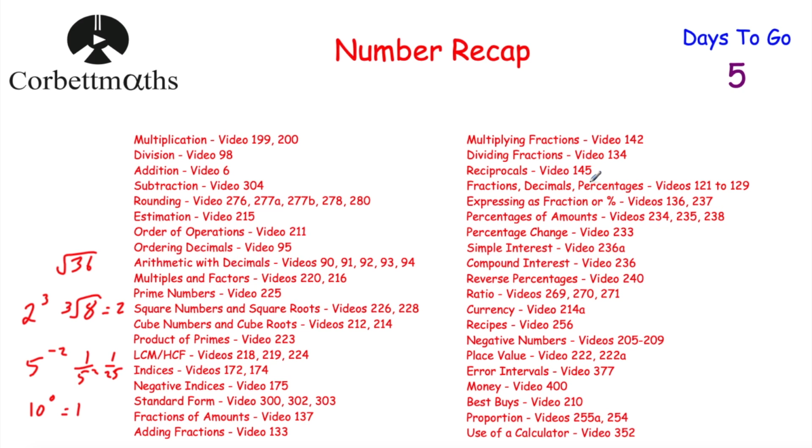To change a decimal into a percentage, just multiply by 100 and then put the percentage sign on the end. To change a decimal into a fraction, if it's got one decimal place, then it'd just be that number over 10. If it's got two decimal places, it would just be that number over 100, and then just cancel down.